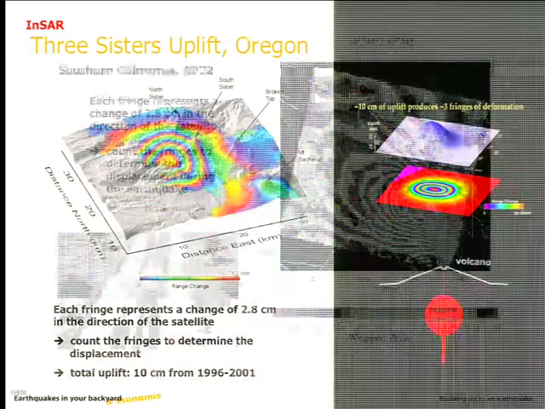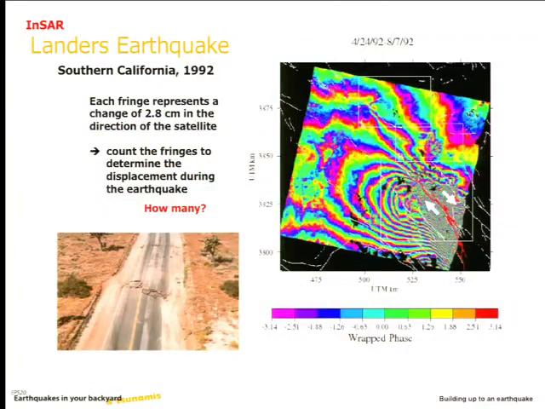Okay? So that's volcanoes. But back to earthquakes, here's another example, another early InSAR image following the Landers earthquake that occurred in 1992. I think this was actually the first time InSAR was used to measure the surface deformation that occurred during an earthquake. And so remember, these are interferometric, so there's 2 images.